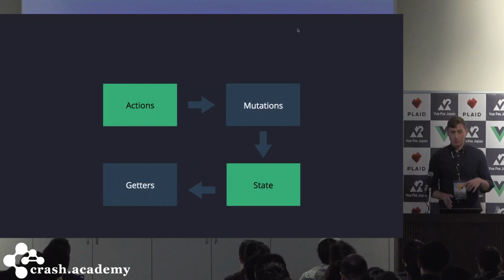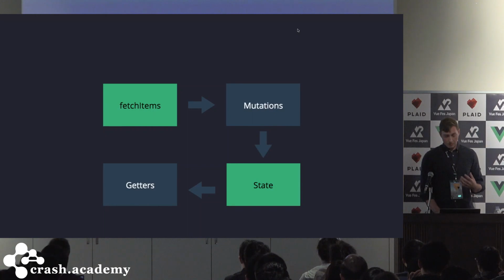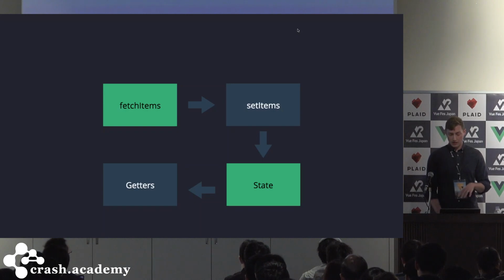We're just going to test one Vuex flow where we have a fetch items action that fetches data from the API and then commits a set items mutation with the data returned from the API. The set items mutation will update an items value in the state, and then we'll use a display items getter to return the items that should be rendered by the app.